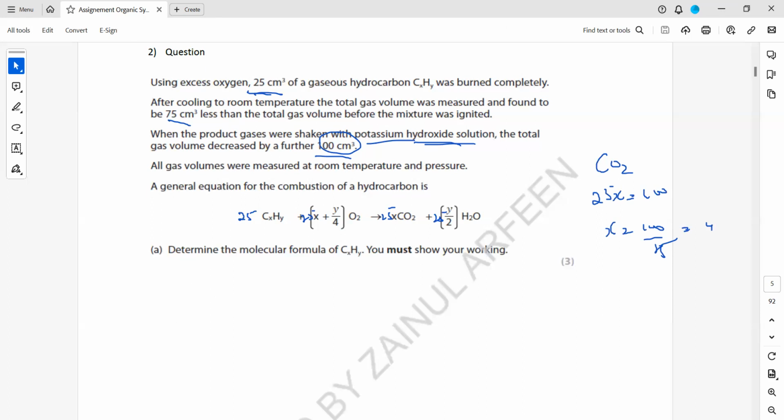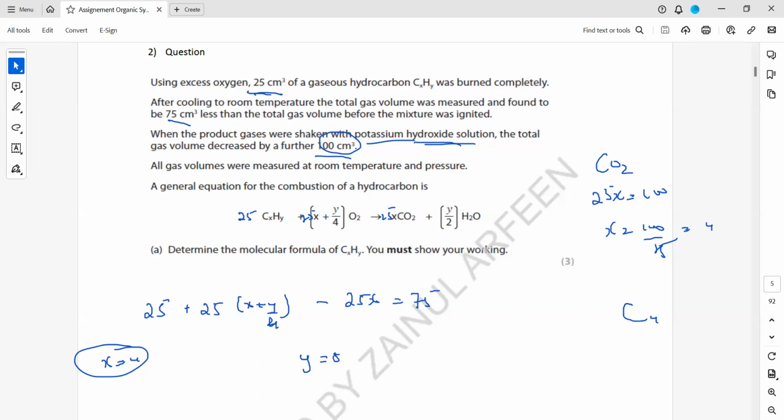And the total reduction in the volume, when reactant minus product volume, like this is 25, this will be 25 times x plus y by 4, minus, because the water is cooled to room temperature, so water will be a liquid. So this will be the total volume of the gas. So the product is 25x, and that will be equal to how much? 75. And the value of x we already worked out, it is 4. So when we simplify this equation by substituting x equals 4, we'll get the value of y is equal to 8. So x is equal to 4 and y is equal to 8. So means this is butene.